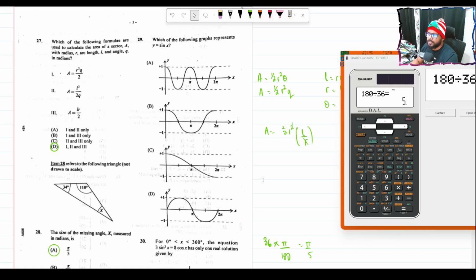All right, sine x completes 1 revolution in 2 pi radians. The answer is D.